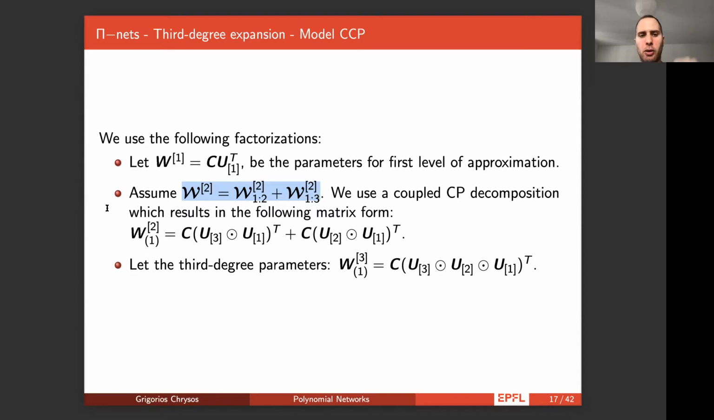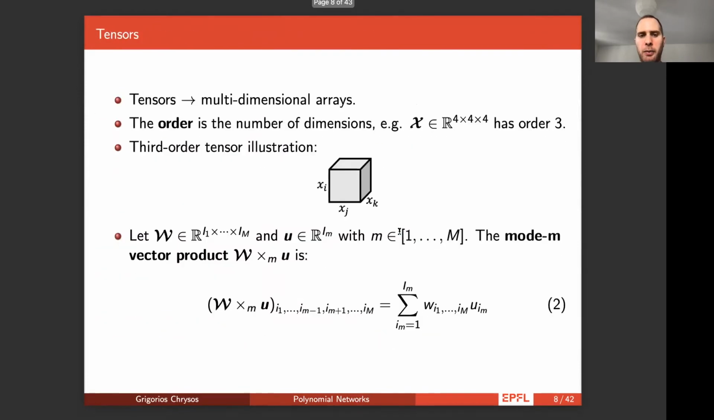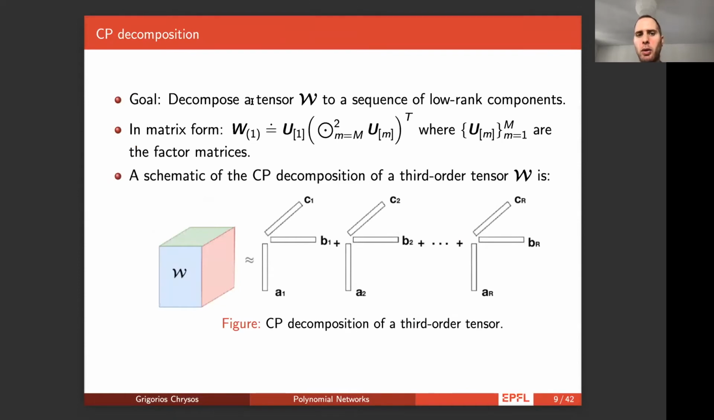Because if you write, I take this as example, and I apply CP decomposition, then I can matricize essentially this tensor, and what I obtain is this result. So let me backtrack a few slides actually. I wanted to decompose a tensor W to a sequence of low rank components, right? So then I can apply CP decomposition, which is essentially what you can see for a third order tensor on the screen, right? So the schematic gives the CP decomposition of a third order tensor.